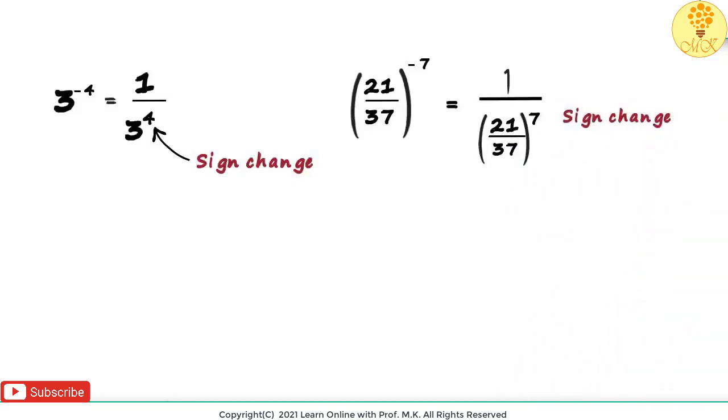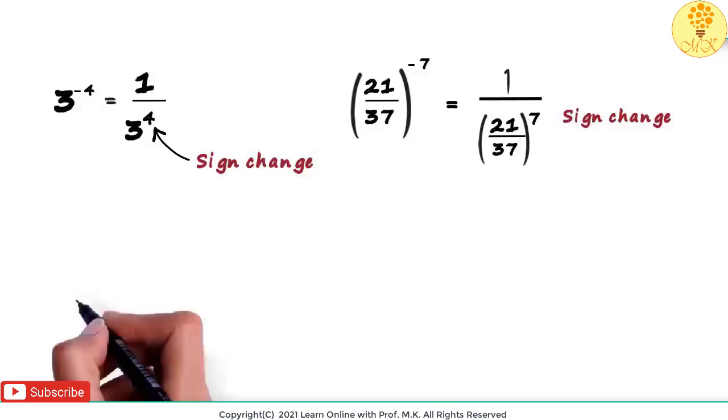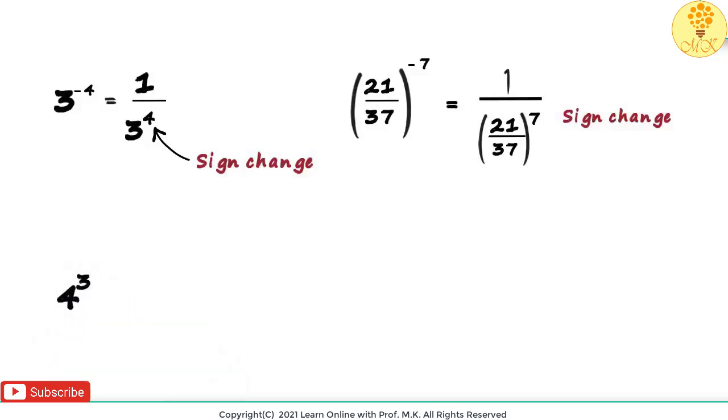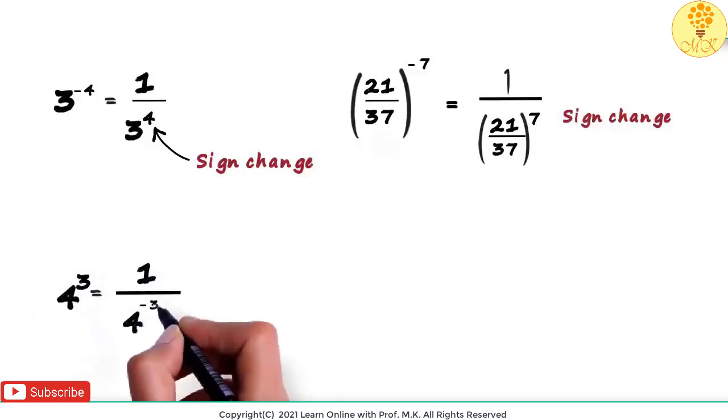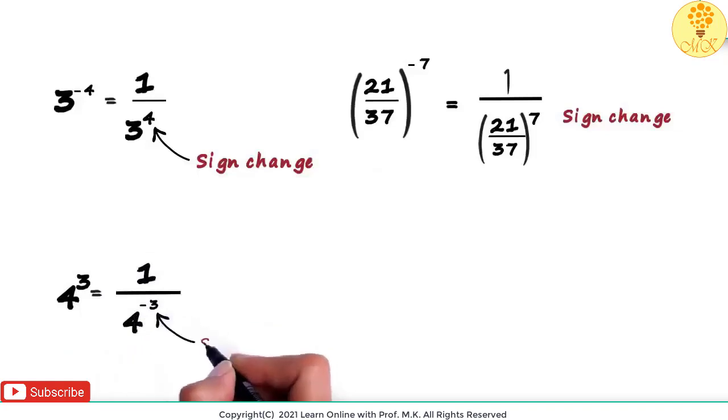The same trick can be used for positive exponents too. Now consider 4 raised to 3. We can write it down as 1 divided by 4 raised to minus 3. We changed the sign of the exponent and wrote it under 1.